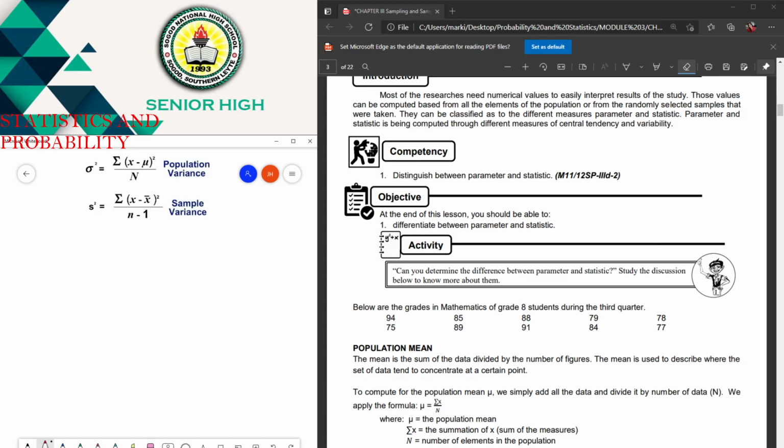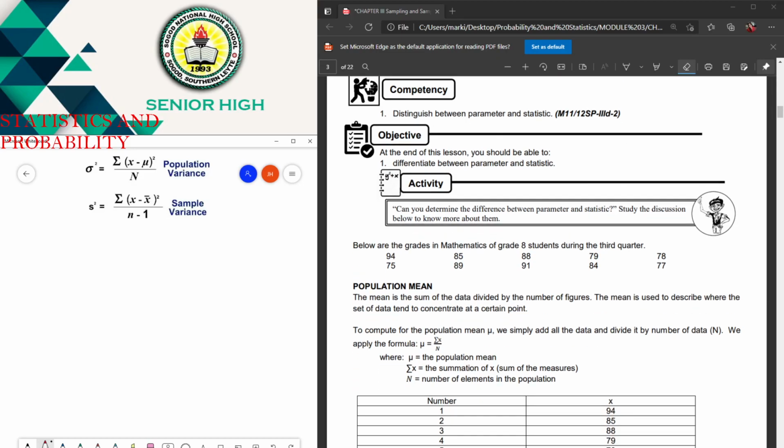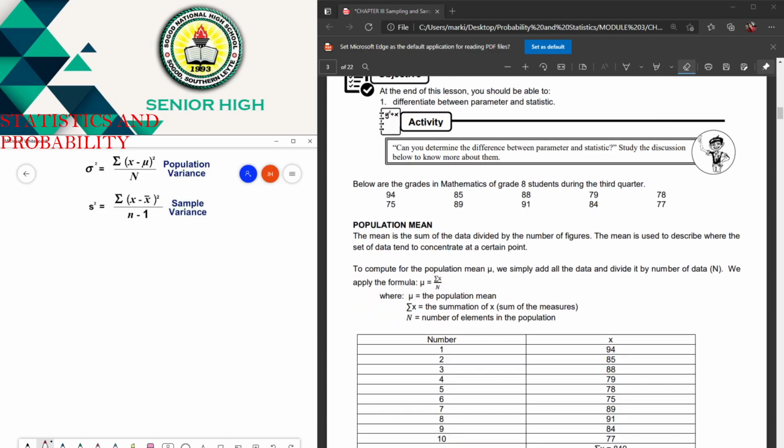And then the variability, or the standard deviation. Our competency for this video is to distinguish between parameter and statistics. You need to differentiate them. Can you determine the difference between parameter and statistics? In this video you will learn the difference between parameter and statistics.